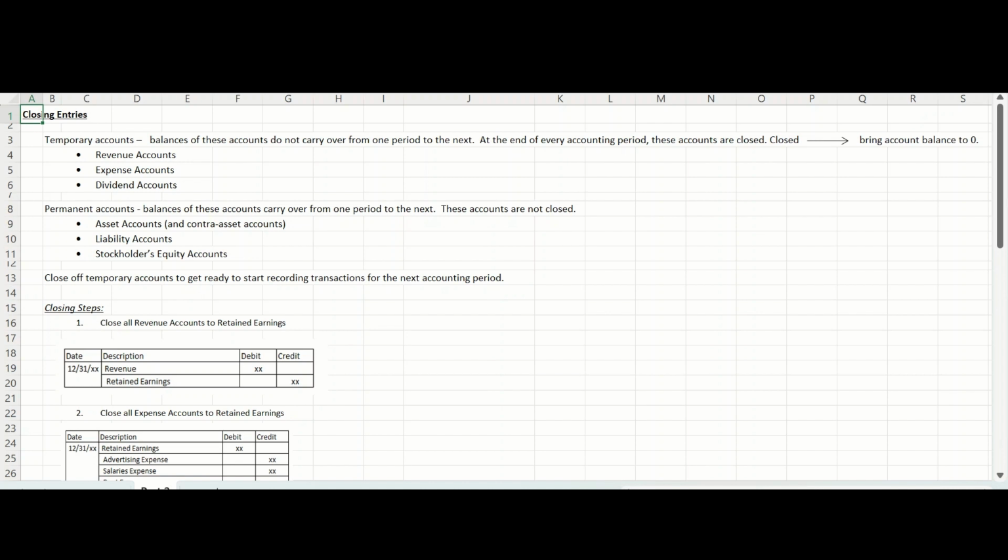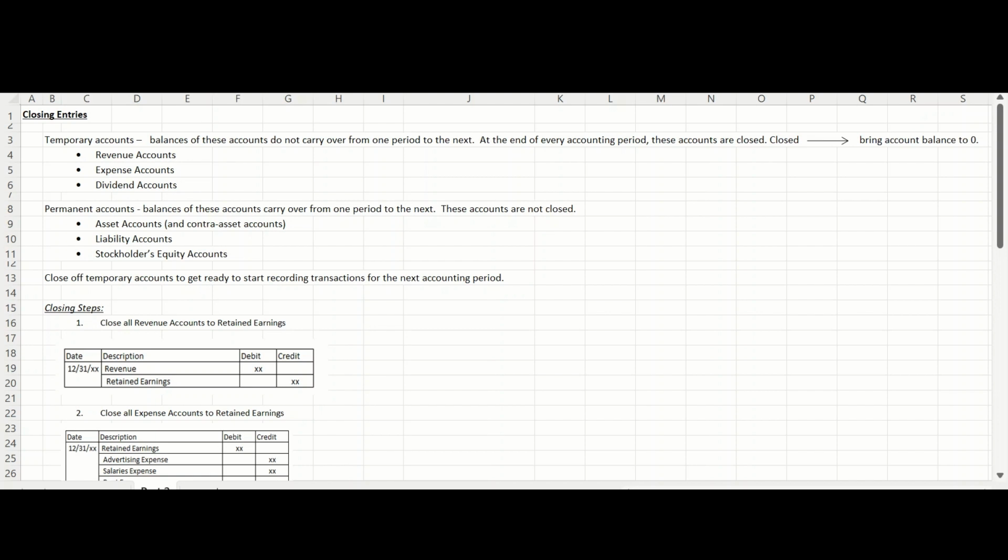Since we do close temporary accounts, the beginning balance in the next period will always be zero for these accounts. And the temporary accounts we've learned about are revenue, expenses, and dividends. All three of these accounts will be closed at the end of every single accounting period. And their balances will be closed to retained earnings.